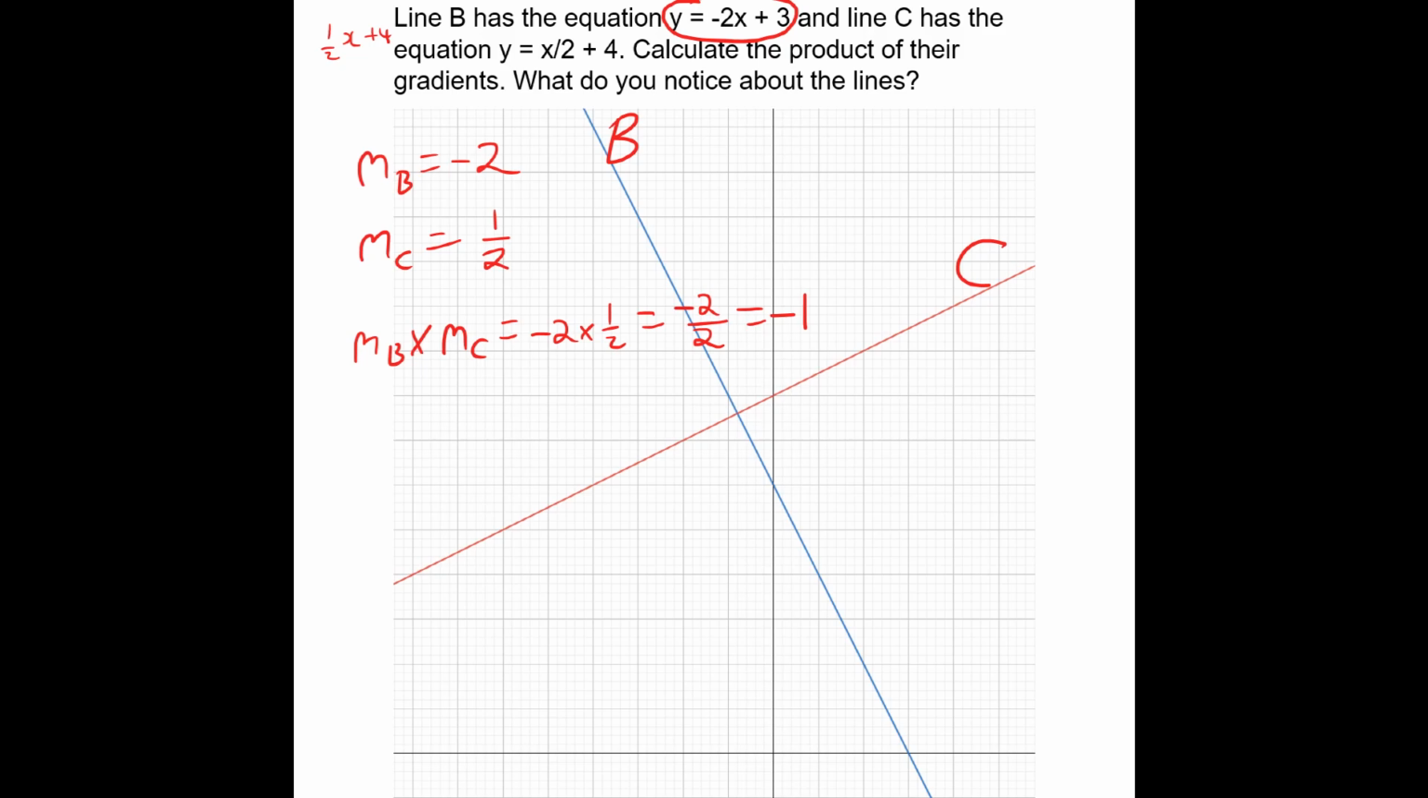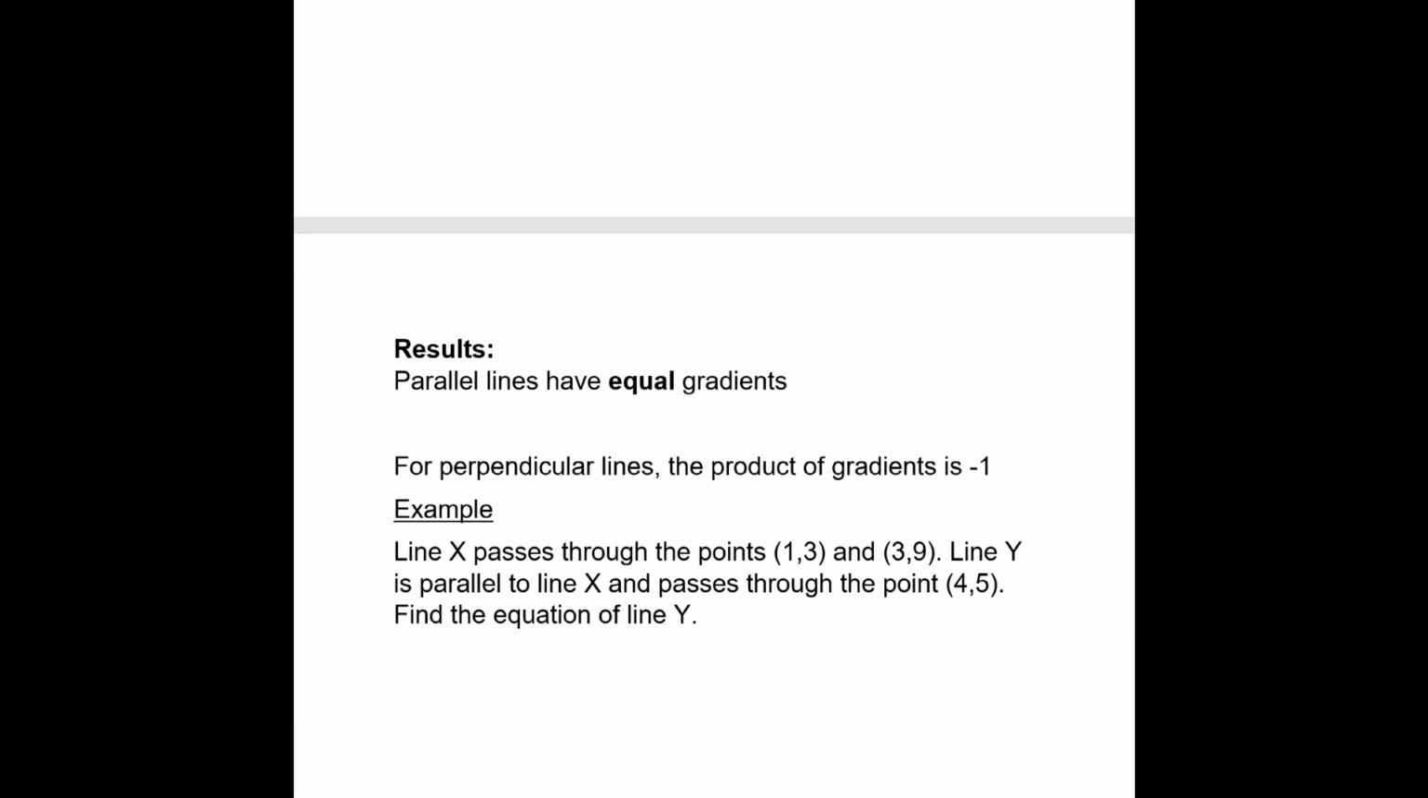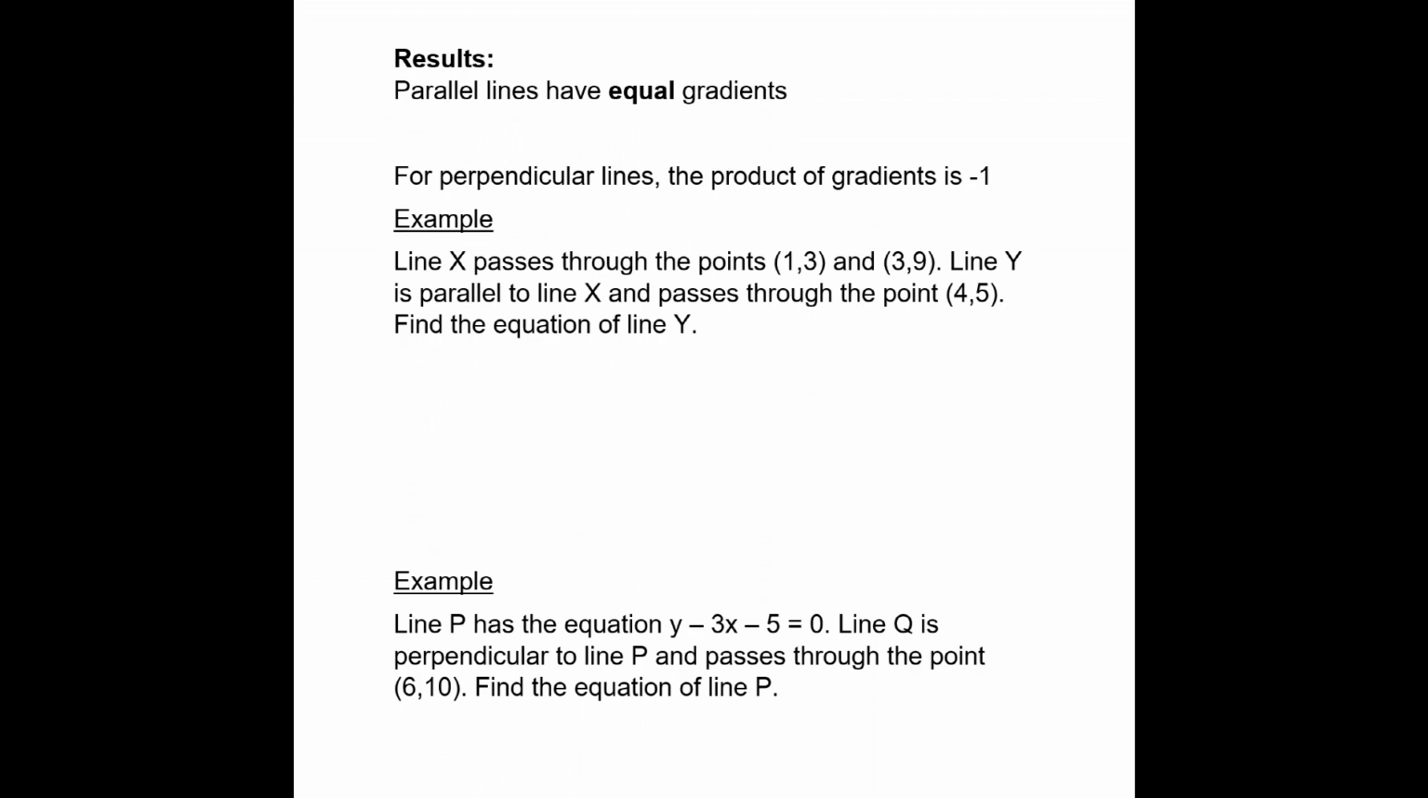So when I times their gradients together, I get minus 1. And looking at the lines, we can see that they are perpendicular. They're at right angles to each other. And this pattern, this rule, that the product of the gradients is minus 1, is correct for any two lines that are perpendicular. These are our results. Parallel lines have equal gradients, and for perpendicular lines, the product of the gradients is minus 1.